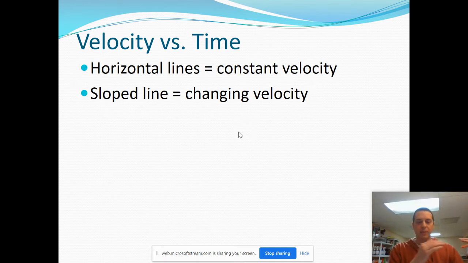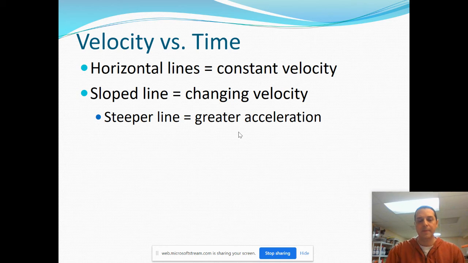If the lines on the graph are completely horizontal, that means the object is undergoing a constant velocity. If you have a slope line, that means that the object itself is changing its velocity over time. If we want to compare acceleration, because acceleration would be the slope of the line, the steeper the line is, the greater the acceleration it's undergoing.